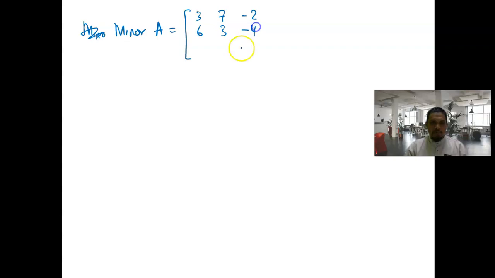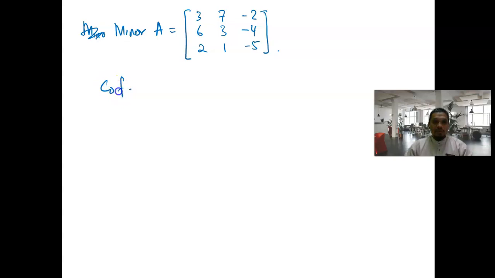Okay. The minor of matrix A here is 3, 7, negative 2, 6, 3, negative 4, and 2, 1, negative 5. So these are the minors of matrix A.